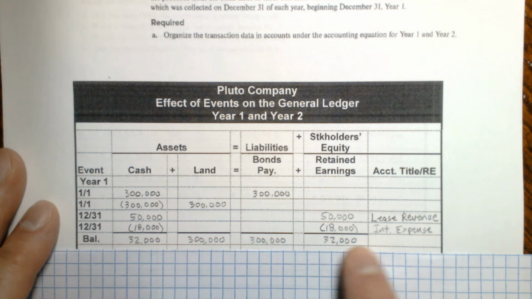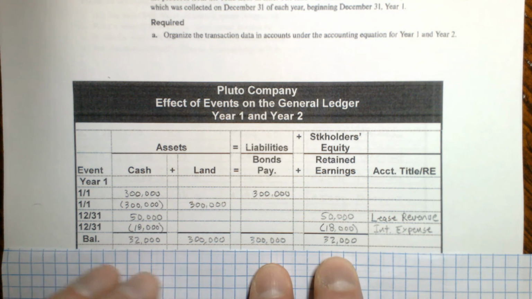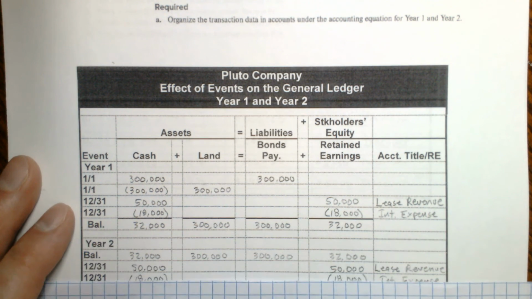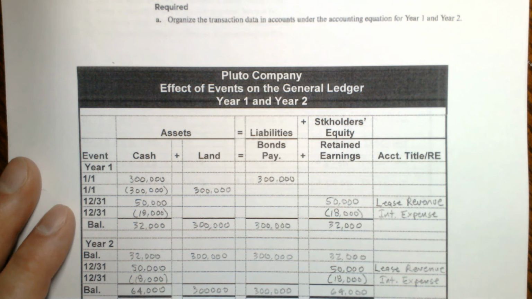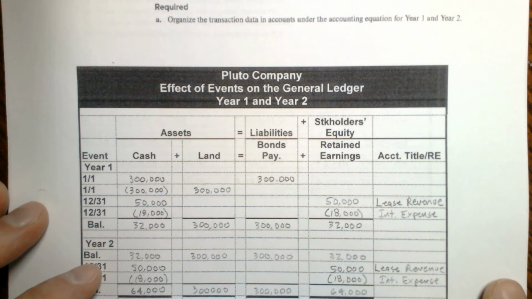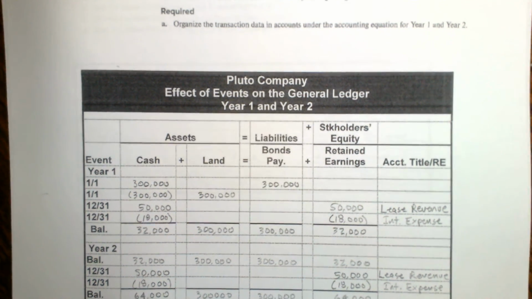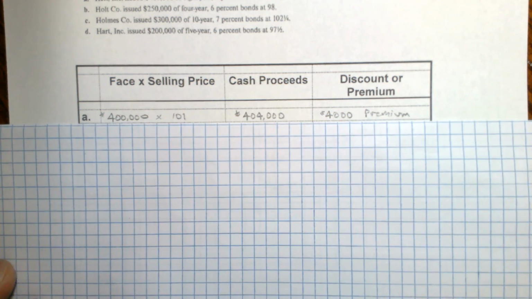Then I have my year-end totals here, and I can see obviously that both sides are $332,000, so I'm in balance. And then the second year, again, I get the $50,000 in lease revenue, and I pay out the $18,000 in interest expense, and I'll keep doing that year after year after year. So pretty straightforward. I'm going to skip the financial statement part of this, and I want to show you the last one, which is 10-10B.